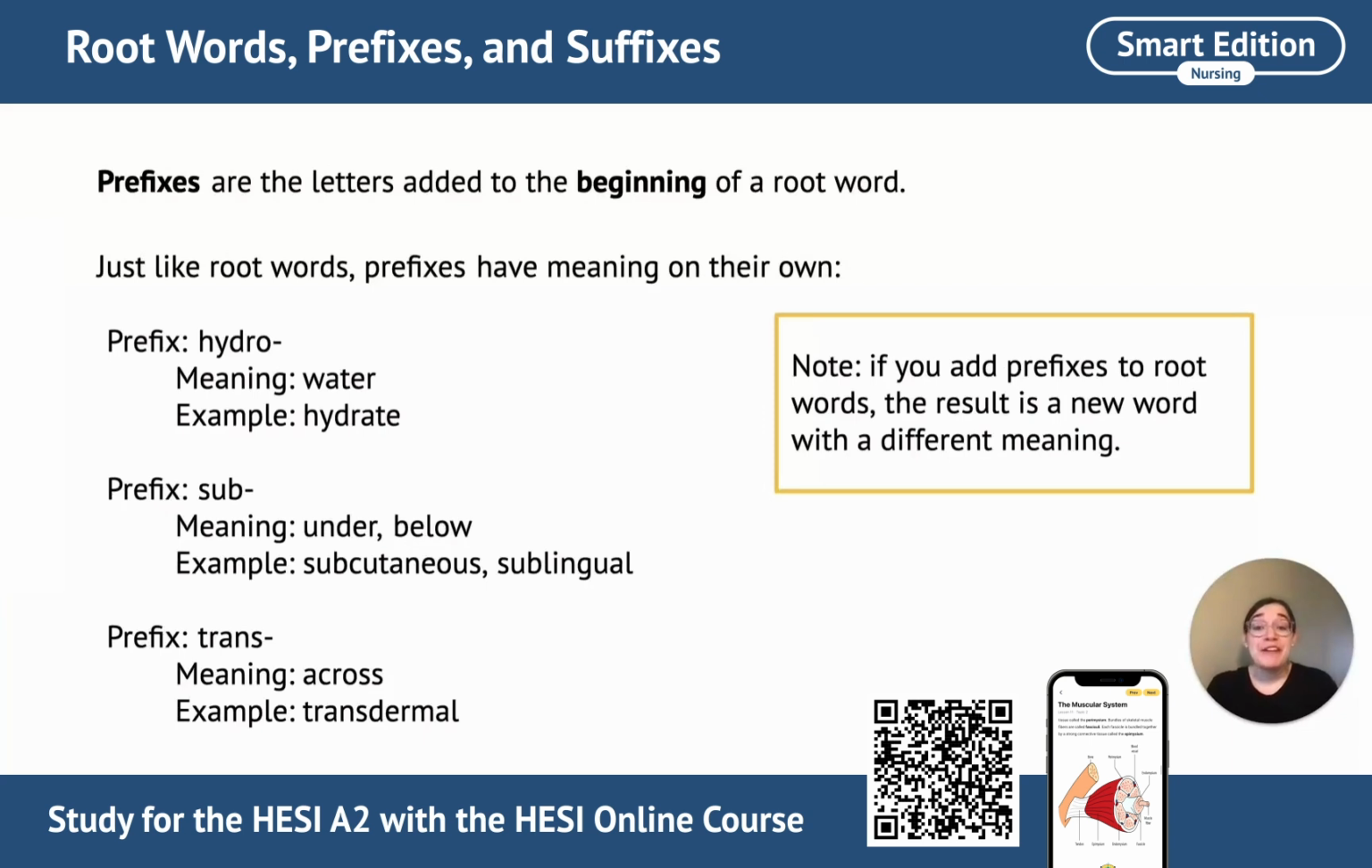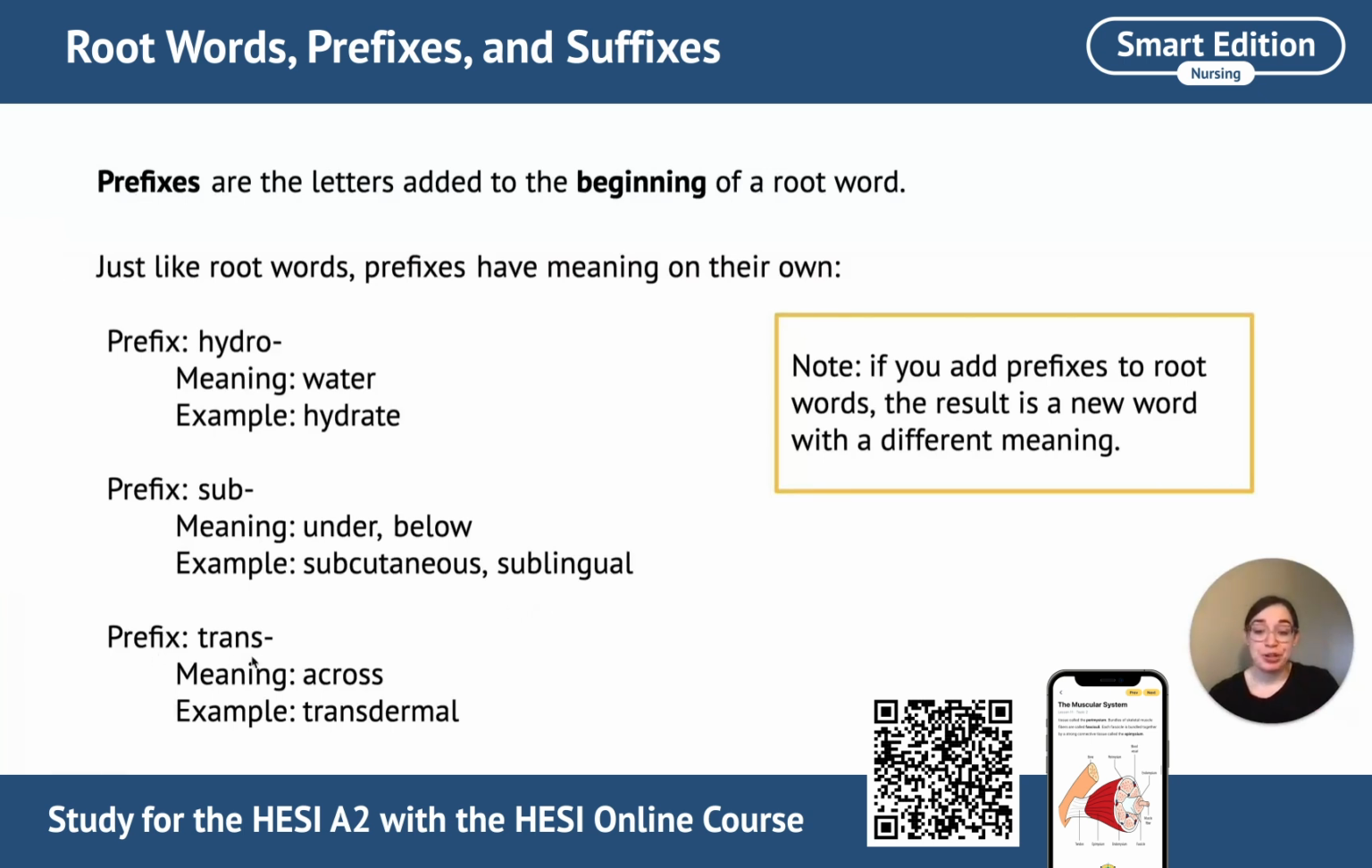All right, so we said that prefixes are a group of letters attached to the beginning of a root word. And just like root words, prefixes have meaning on their own. So here we have some common examples. Hydro means water. You attach it to a root word and you get hydrate, which means to cause to absorb water. The prefix sub means under or below. Attach it to these root words, cutaneous and lingual, and you get subcutaneous and sublingual. Subcutaneous meaning under the skin, sublingual meaning under the tongue.